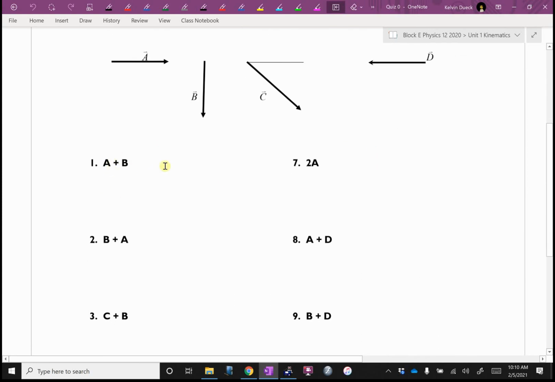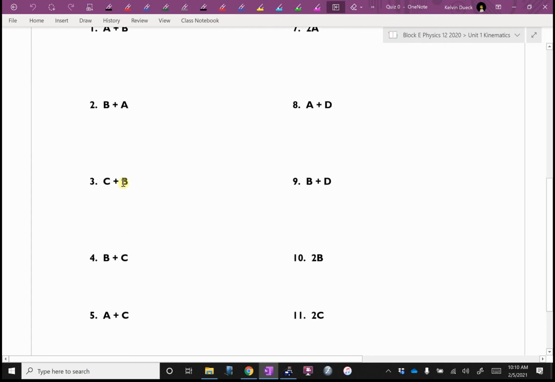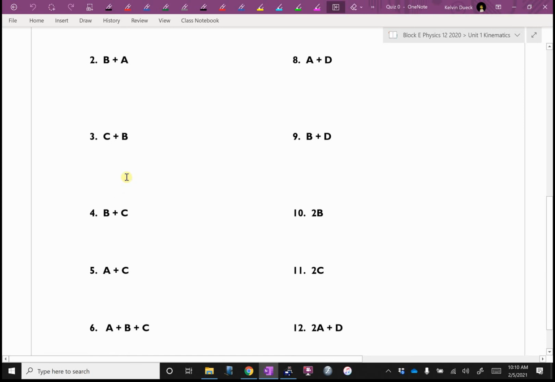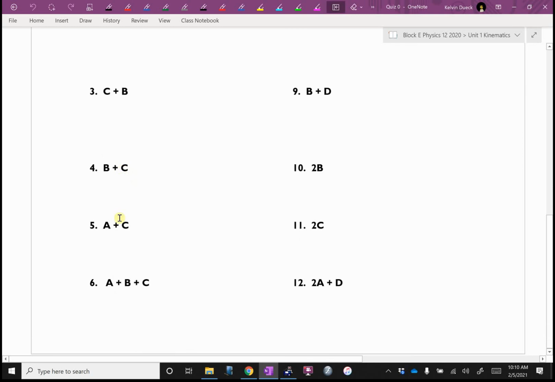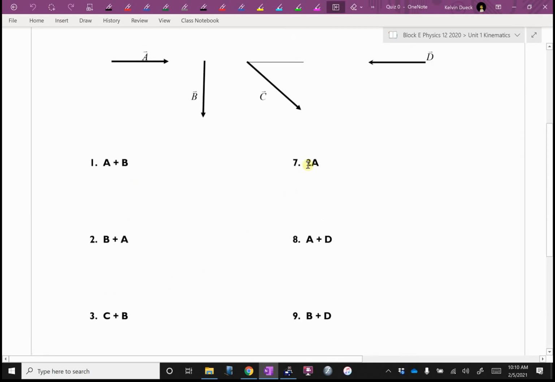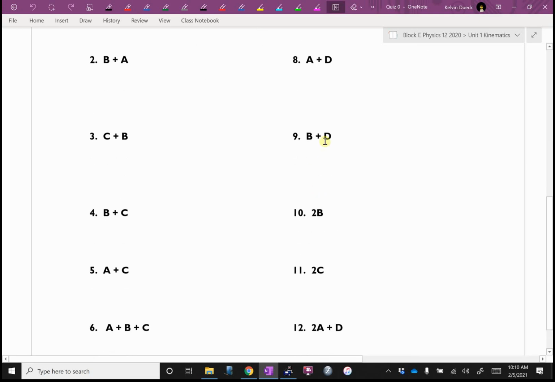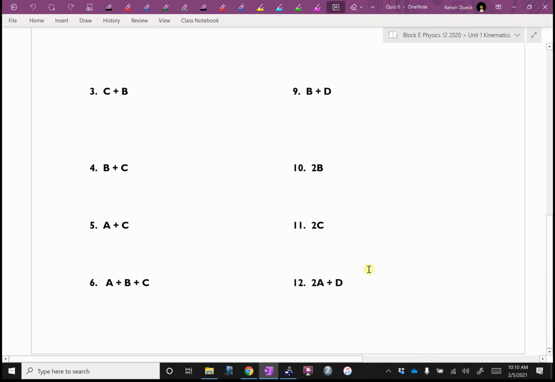What do you think A plus B would look like? Add them tip to tail. What do you think B plus A would look like? C plus B. Ooh. Haven't quite done one like that. What would make sense? B plus C. A plus C. A plus B plus C. 2a. How do you multiply vectors by a scalar? I'll let you think about that. What would make sense? A plus D, B plus D, 2b, or not 2c, and then what would 2a plus D look like?